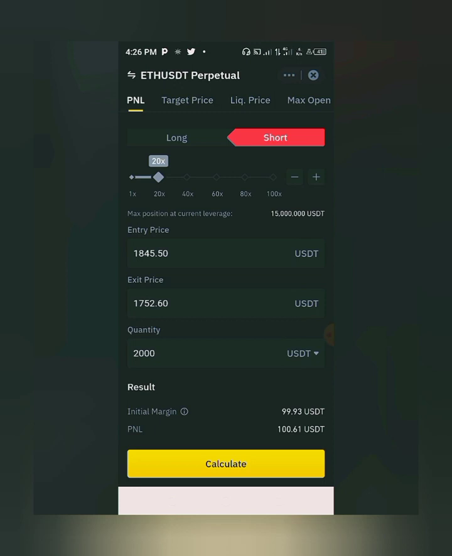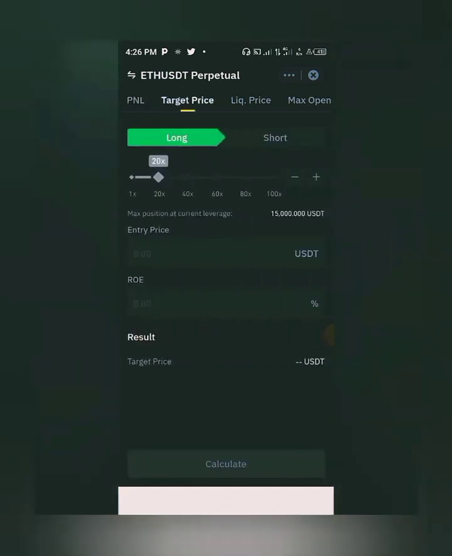So let's talk about the target price. Before I show you how to calculate your target price, let me explain what target price is. Target price is like your take profit. Let me assume that you already have in mind the particular percent of money that you intend to get, but you don't know the price to exit the market or take your profit. With the help of the Binance Futures Calculator, you can easily do that.